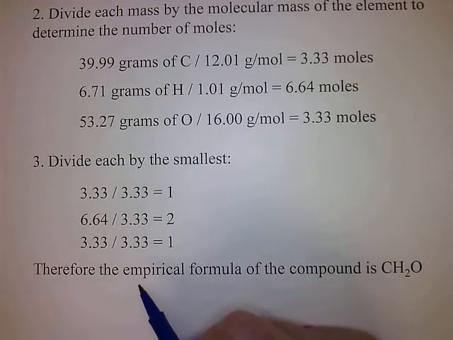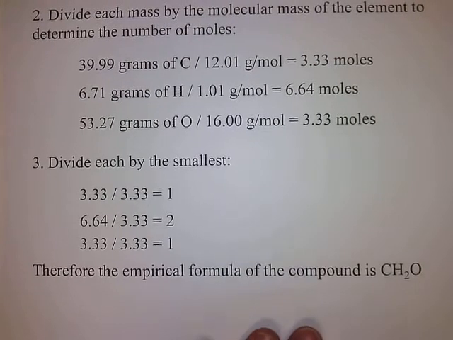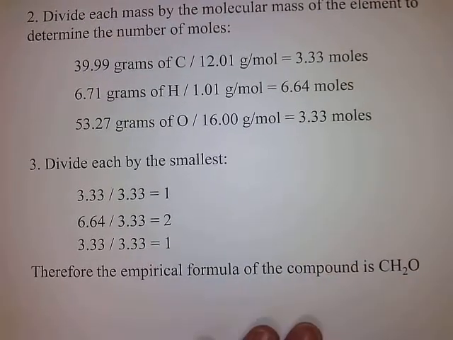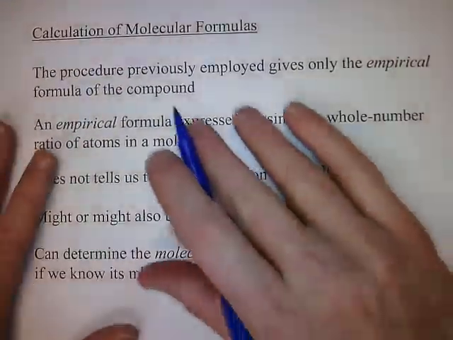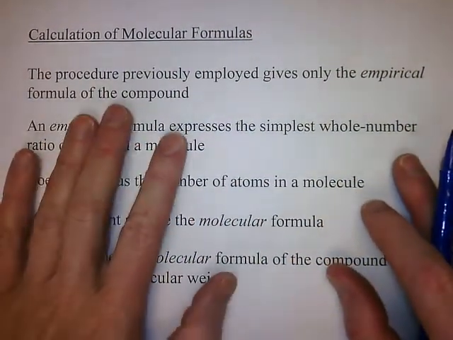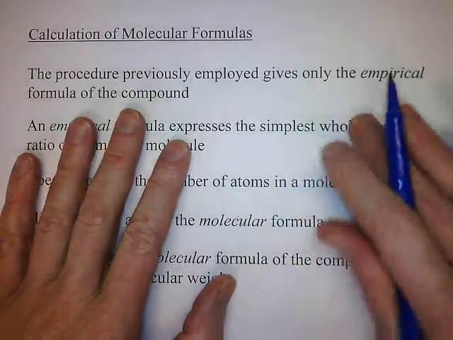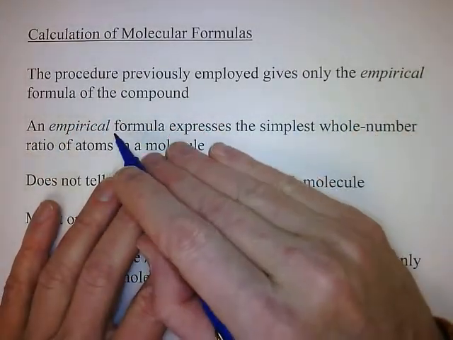Okay, and notice I said empirical formula. This procedure does not give you the molecular formula. It gives you the empirical formula. So what is the empirical formula? This procedure that we just used, when we divided each by the smallest to get rid of the decimal, we reduced it to the simplest formula. And that's what the empirical formula is.